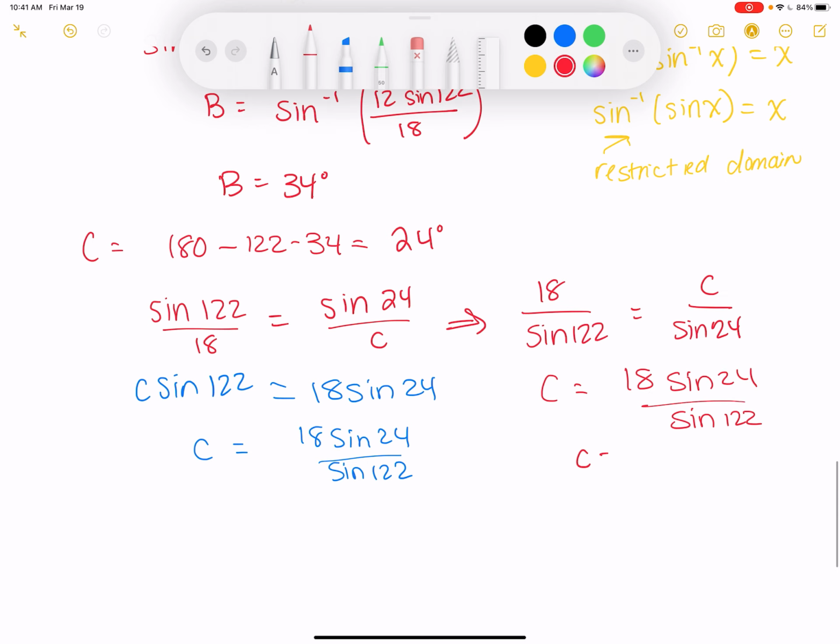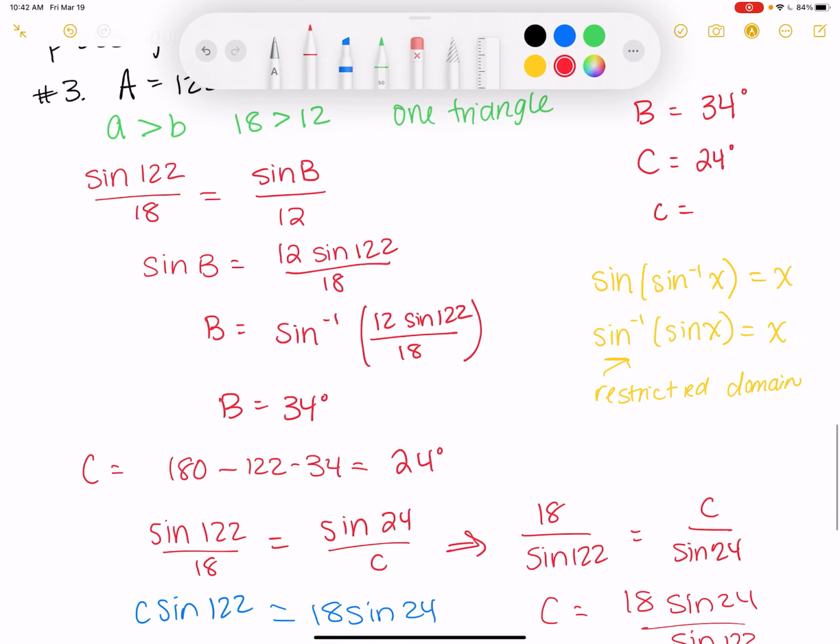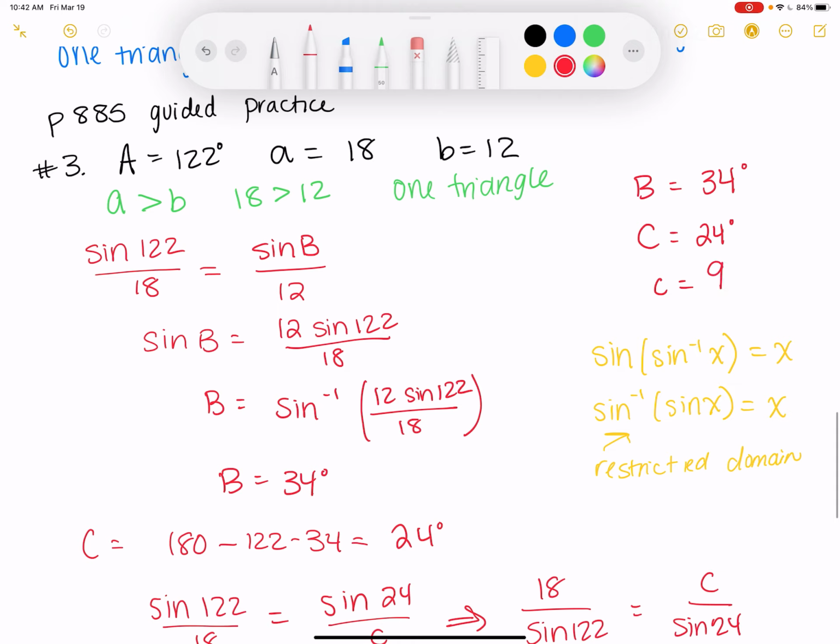Do you want it to just be 8? Well, that would be 9 then, right? Okay, and we're just rounding again. Remember, we're going to round to whole numbers. Your book isn't going to round to whole numbers. They're rounding to decimal places, so your answers might be a little off, but that's okay.